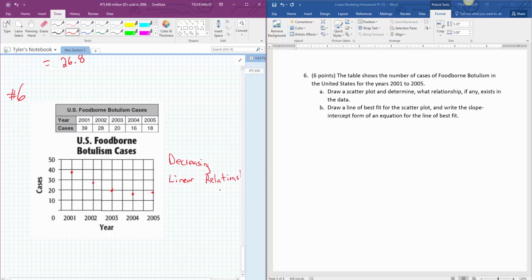Right. So then draw a line of best fit and write the equation of the line. So I'll grab my line tool, and might draw a line that looks something like maybe something like that.